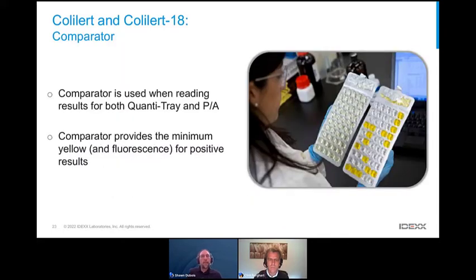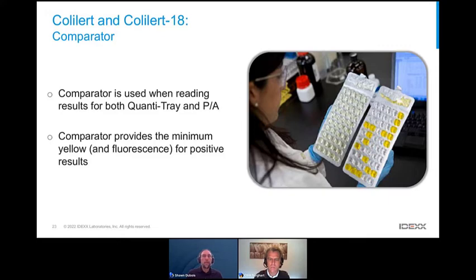For Colilert and Colilert 18, there is a comparator available. Like any test, there can sometimes be variations in the appearance of a positive result. What a comparator does is allow you to see the minimal amount of yellow and fluorescence needed to call a sample positive. If you have any question whether or not that well or that vessel has turned positive, you would put it next to the comparator. And if it's equal to or greater than the comparator, then it'd be considered a positive.